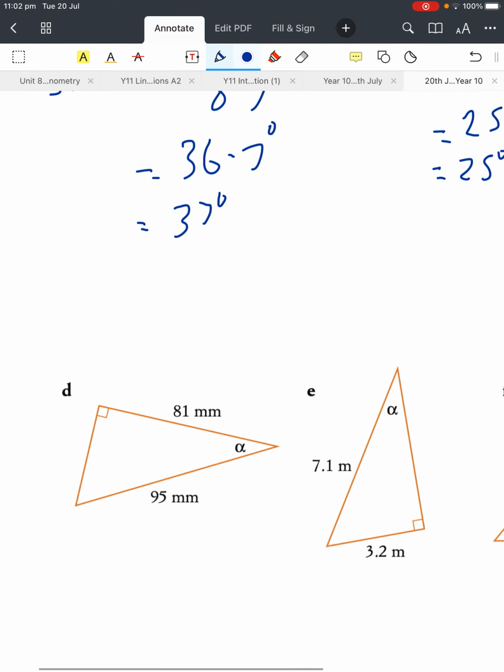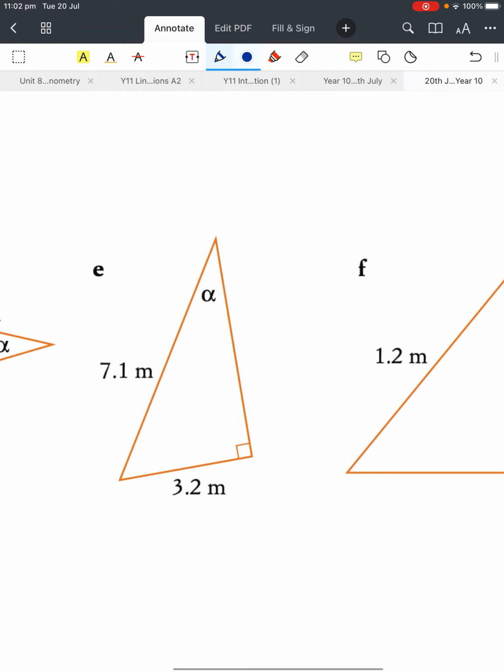Three to go. Okay, again, this is the hypotenuse, this is the adjacent. So that's a cos question, cos of the angle we're trying to find, alpha, 81 over 95. Pick up your calculator, shift, cos, fraction button, 81 on the top, 95 on the bottom, close the bracket, it's 31.5, and let's say that rounds to 32 degrees. Two to go.